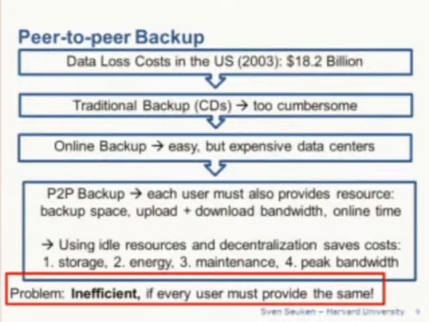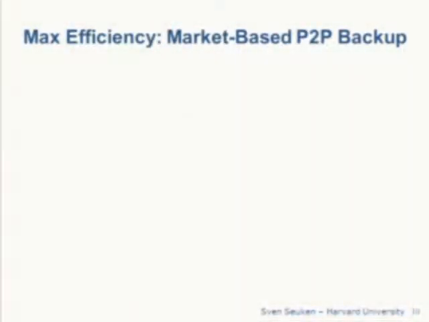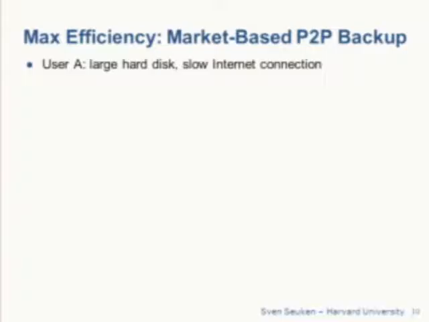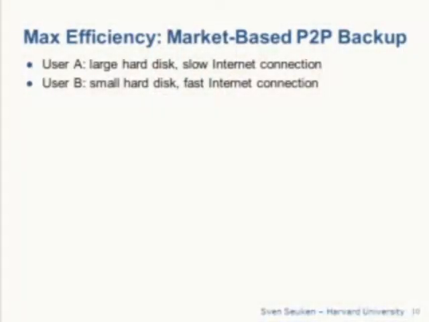So the point I want to dwell on is that if you design this naively, you get lots of inefficiencies if you force every user to supply resources in the same ratios. And we want to maximize efficiency by using a market in this domain. To explain this point in a little more detail, let's consider two consumers. A consumer A, who has a very large hard disk and a slow internet connection, and consumer B, who has a small hard disk but a fast internet connection.